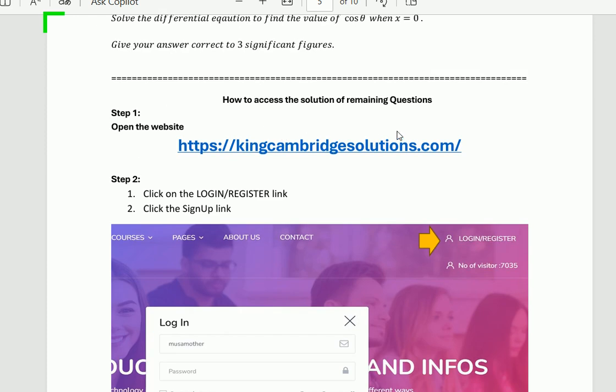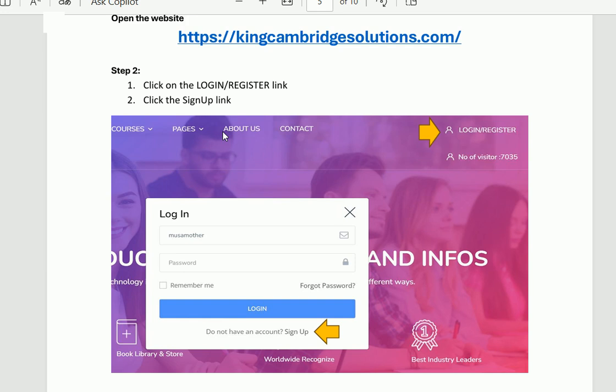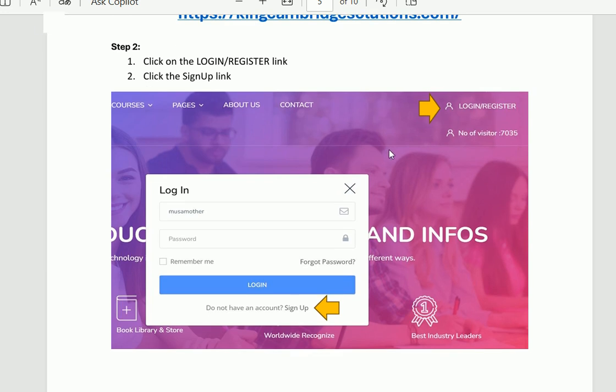Now, how can you access the solutions of all the remaining questions? Step one is to open the website kingcamrasolution.com. Step two, on the top right corner, click the login link. After that, you will get this interface. On this interface, click on the sign up link, as shown by the yellow arrow.